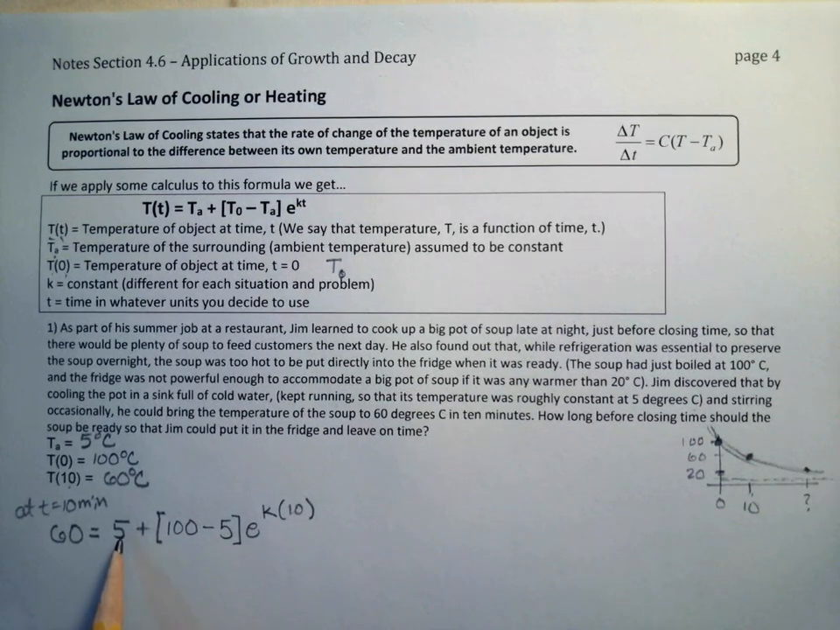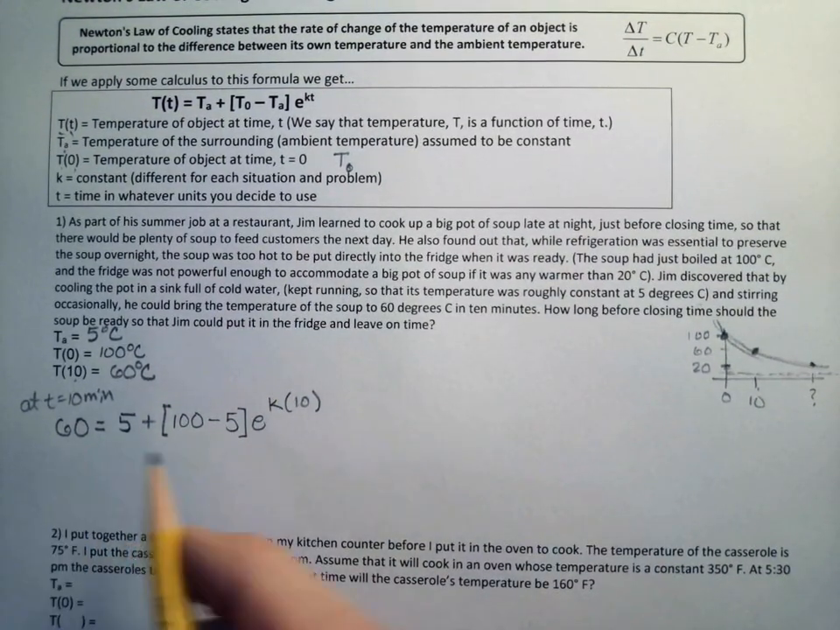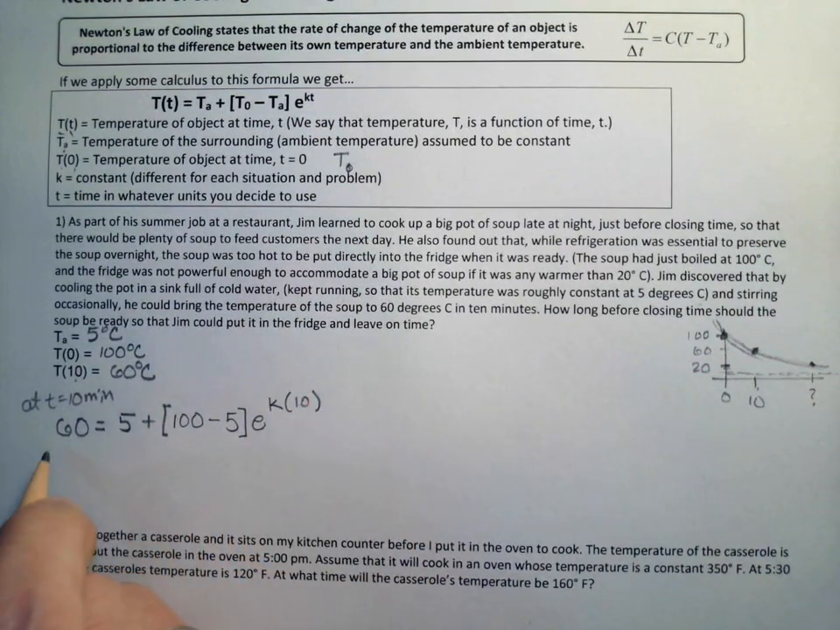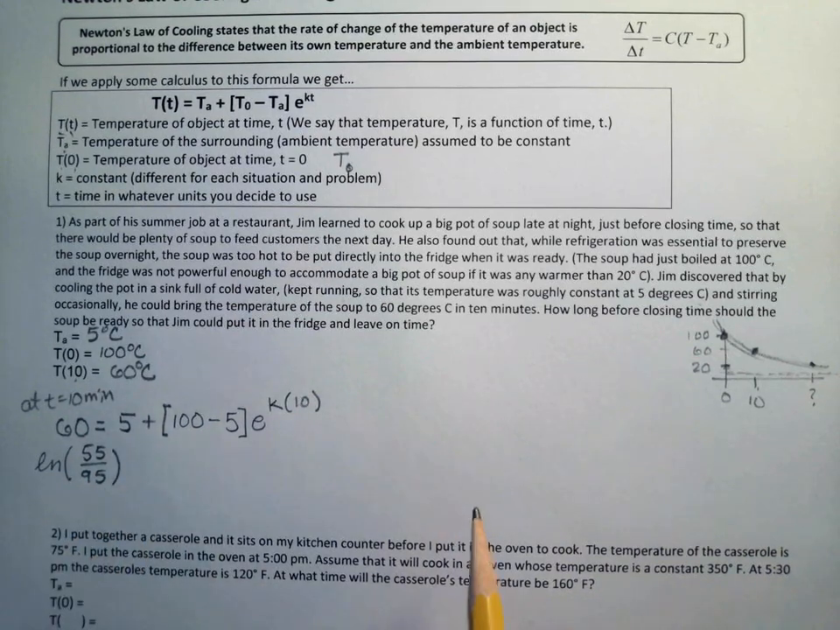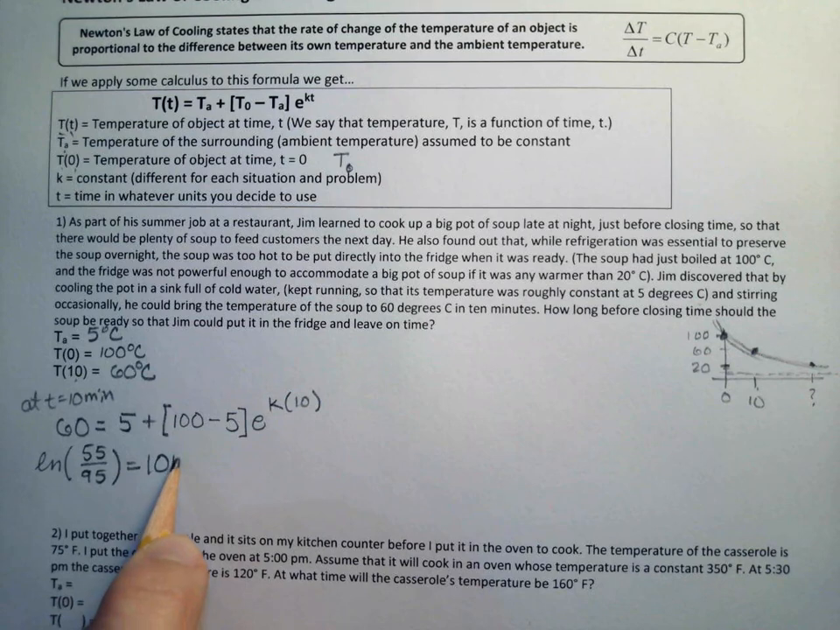So the first thing we want to do is really subtract this 5 from the other side, and then we'll divide by this 95 that's in the bracket, and then take the natural log of both sides to get this variable k down out of the exponent. So we have the natural log of 55 over the 95. And then that's equal to this 10k that comes down in front.